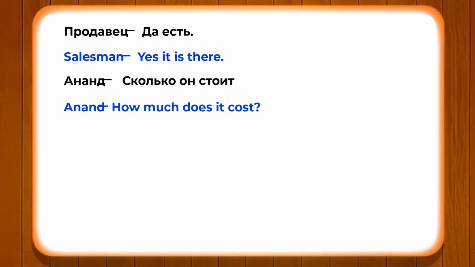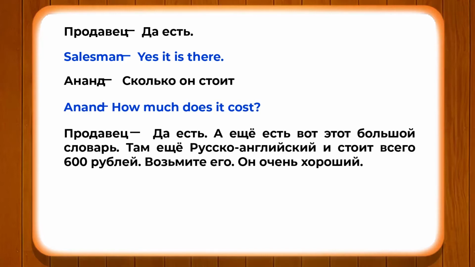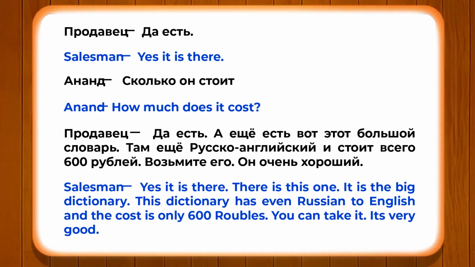Anand. Сколько он стоит? Продавец. 358 рублей. У нас этот большой словарь. Там еще русско-английский. Он стоит всего 600 рублей. Возьмите его, он очень хороший. Salesman says that it costs 358 rubles, but there's one more, which is a bigger dictionary, which is called a big dictionary, and it has even Russian to English, and the cost is only 600 rubles. You can take it, it's very good, suggests the shopkeeper.